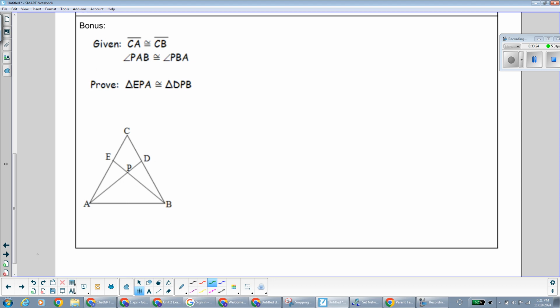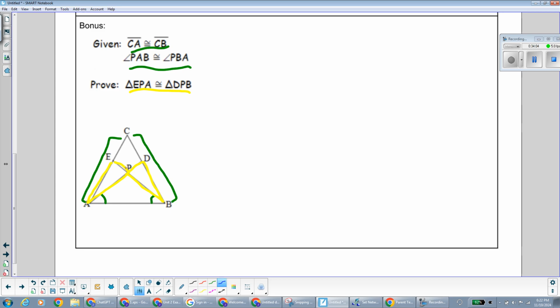For the bonus, and this one is not that bad of a question, so definitely it should be part of the corrections as well. They tell us that CA is congruent to CB. They tell us that angle PAB is congruent to angle PBA. And we need to prove triangle EPA congruent to triangle DPB. So these are the triangles that we need to prove congruent to each other.